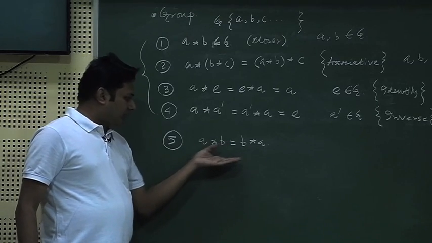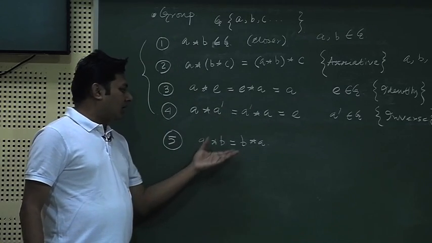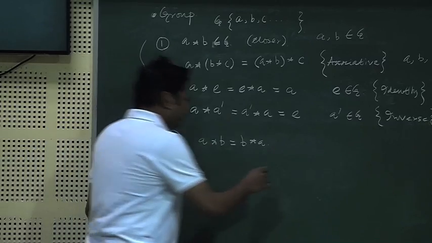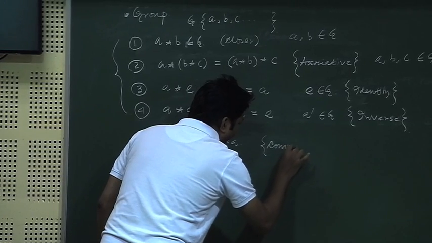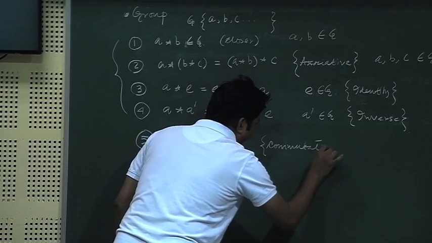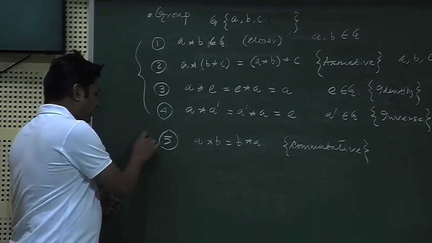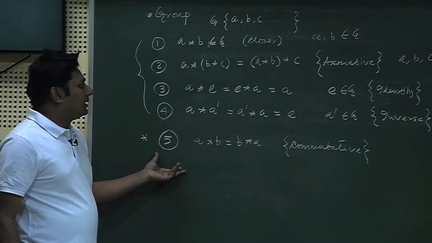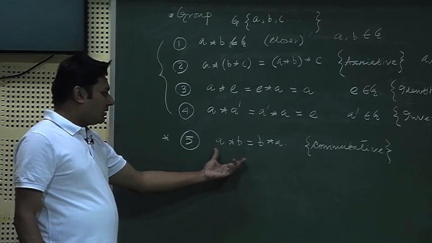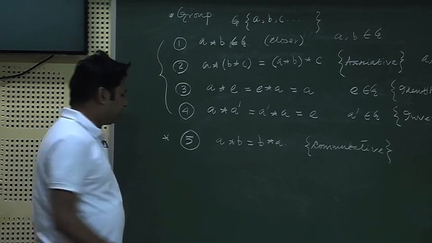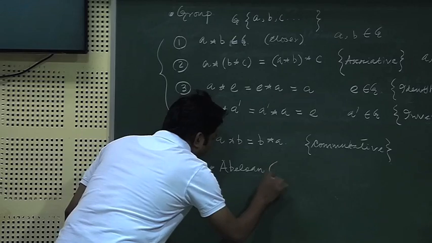It seems to be quite okay, but it is not true for all the groups. This property does not hold always. If it holds, then we call it the commutative property. So, this is an additional property. If a set with binary composition star has this additional property, then we give a special name to that group, and this name is abelian. This group is called an abelian group.